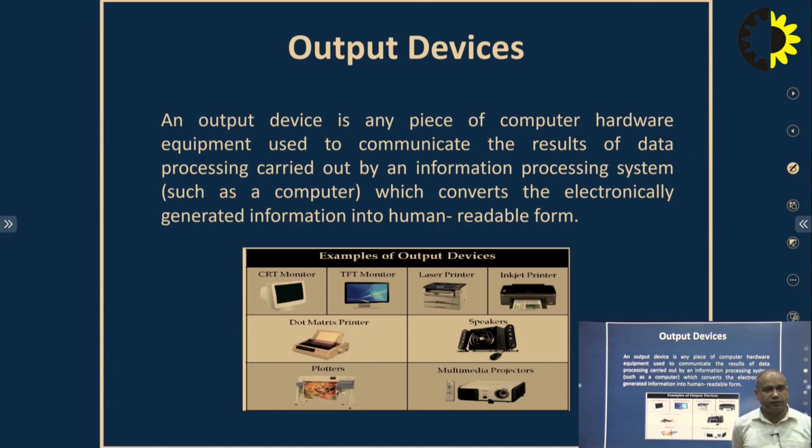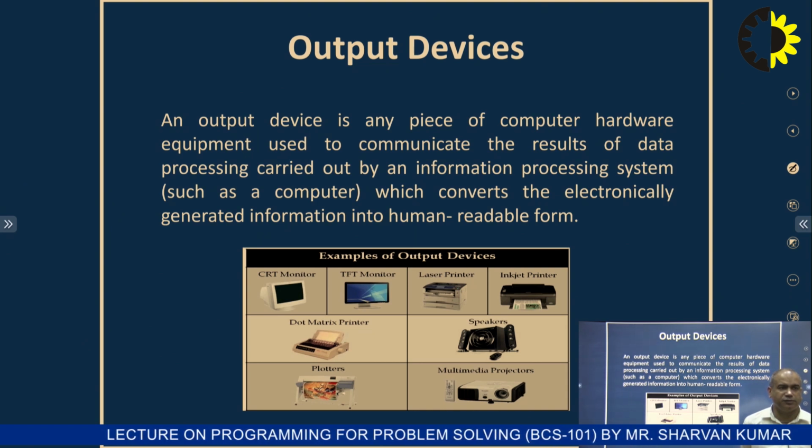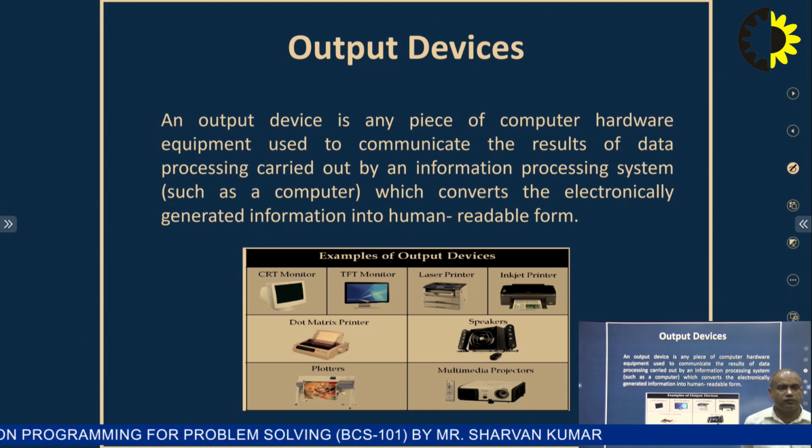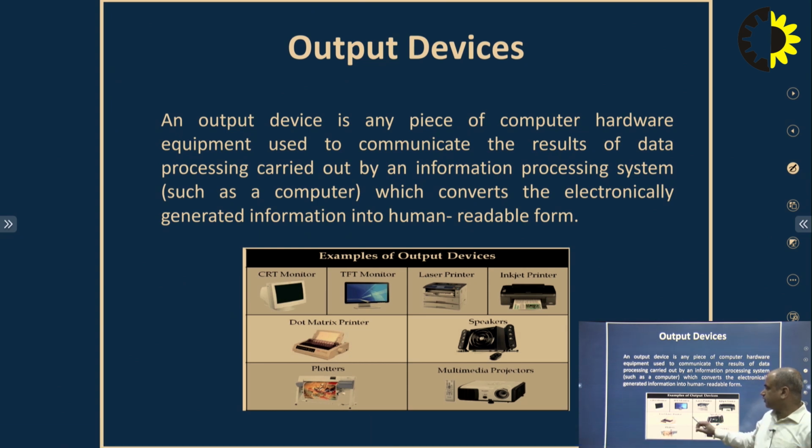Second, we talk about output devices. An output device is any piece of computer hardware equipment used to communicate the result of data processing carried out by the information processing system such as a computer, which converts the electronically generated information into human-readable form. Examples of output devices are CRT monitor, TFT monitor, laser printer, inkjet printer, dot matrix printer, speaker, plotter and multimedia projectors. These are the output devices which show output.